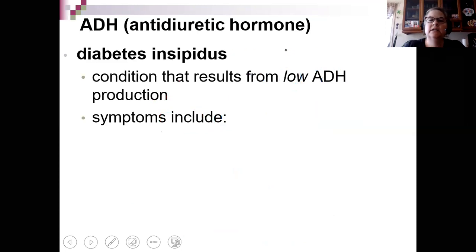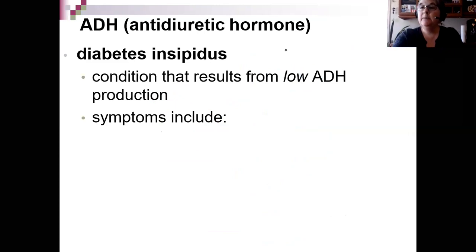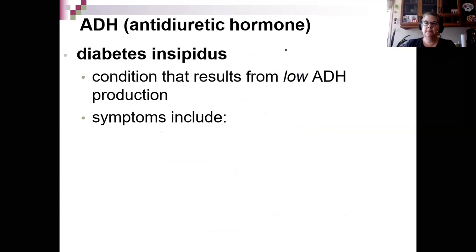Okay, there's a couple of conditions associated with ADH. There's one that's called diabetes insipidus. Now, often when we think of the word diabetes, we think about diabetes that has to do with sugar. That's diabetes mellitus, and we will talk about that in some detail a bit later. But diabetes insipidus is a condition that comes from your body having either too low of ADH or isn't responding to ADH. So if we don't have enough ADH, what do you think our symptoms would be?